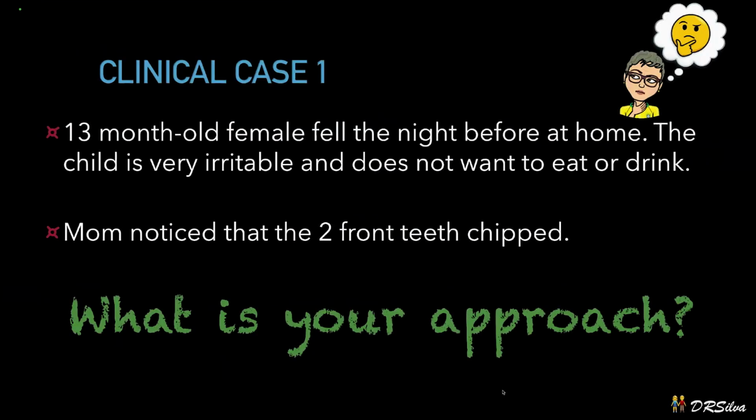First case, a 13-month-old female fell the night before at home. The child is very irritable and does not want to eat or drink. So what I want you to think is 13-month-old female. In my brain, I'm already thinking undeveloped, immature primary teeth. That's one of the things related to trauma, you should be conditioning your brain to do the same thing. Mom noticed that the two front teeth chipped. So what is your approach?